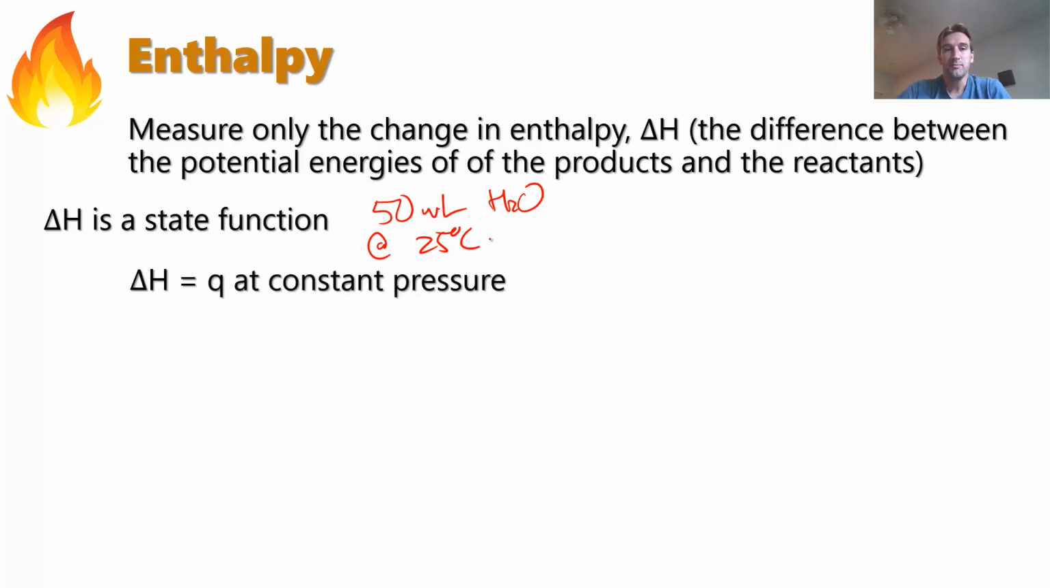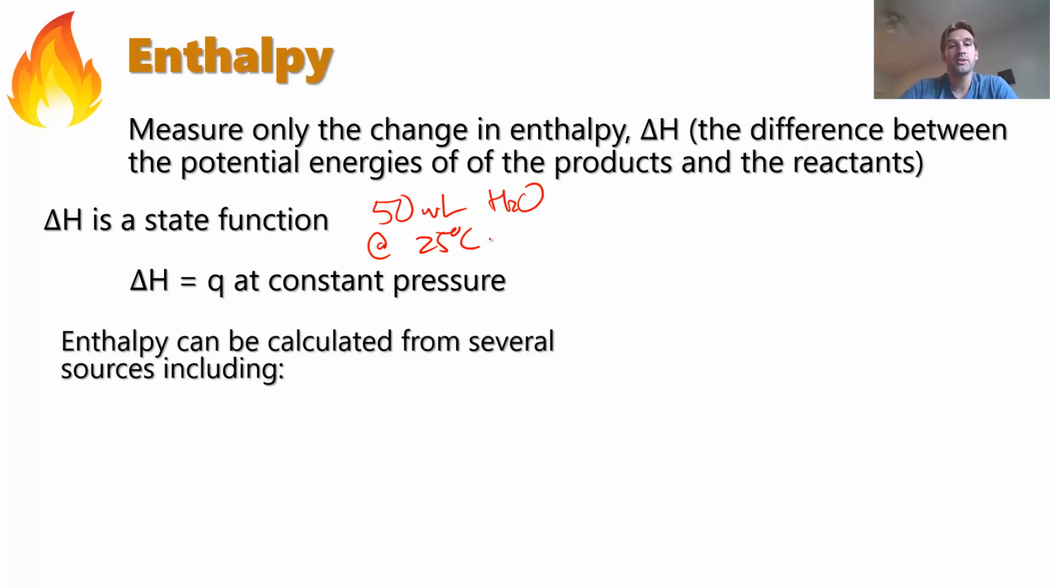Secondly, delta H, we said it's heat. It's heat at constant pressure, and it is in terms of the amount of energy per mole of a substance. There are several ways that we can find enthalpy. There are a lot of different ways, right? Because it's a state function, there could be multiple processes in place.